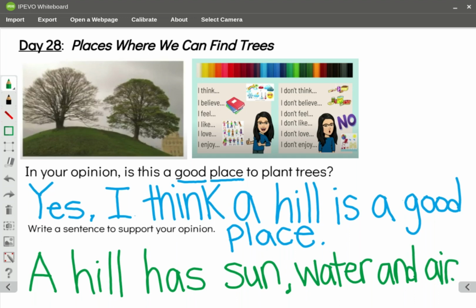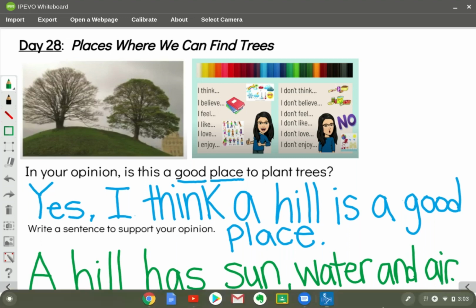Now, I know it seems challenging, but I want you to really think about what your opinion is on the picture that they give you. Do you think that place is a good place to plant trees? Why or why not? You can agree or disagree with other people as long as you support your opinion with good reasons. Now, it's your turn. Look at the video, think, and write your own answer.